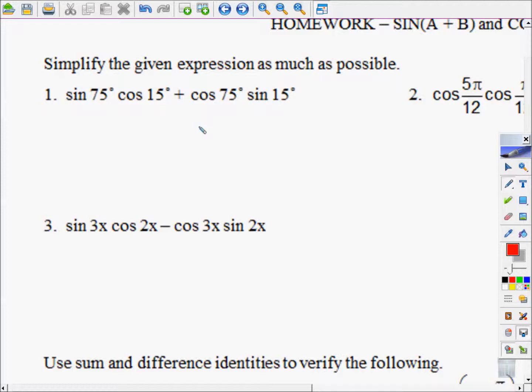And then step 2 is I identify the pattern. So my pattern is I have sine of A times cosine of B plus cosine of A times sine of B. Which pattern is that? There you go, sine of A plus B. So now I just plug in and simplify.